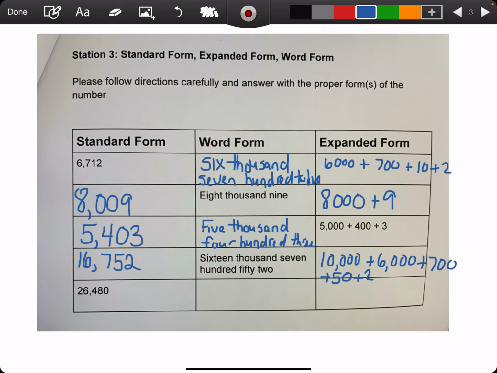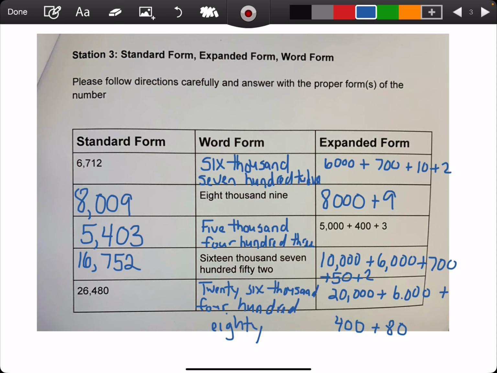And the last one, 26,480. So 26,400 and eighty. That is word form. An expanded form would be 20,000 plus 6,000 plus 400 plus 80. I don't need to put anything in the ones place because it has a 0.